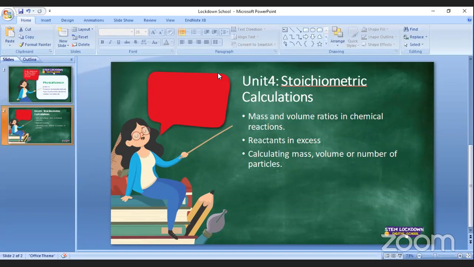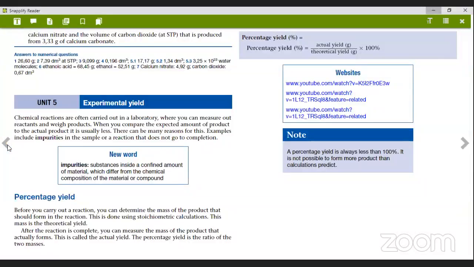So now I'm going to go straight to our textbook and we're going to see. Oh, okay, I'm already too far. Okay, so I'll continue for now. Stoichiometric calculations with mass, volume, and number of particles. Remember what particles is. Particles can be atoms or molecules, etc. So that's what it means by number of particles.